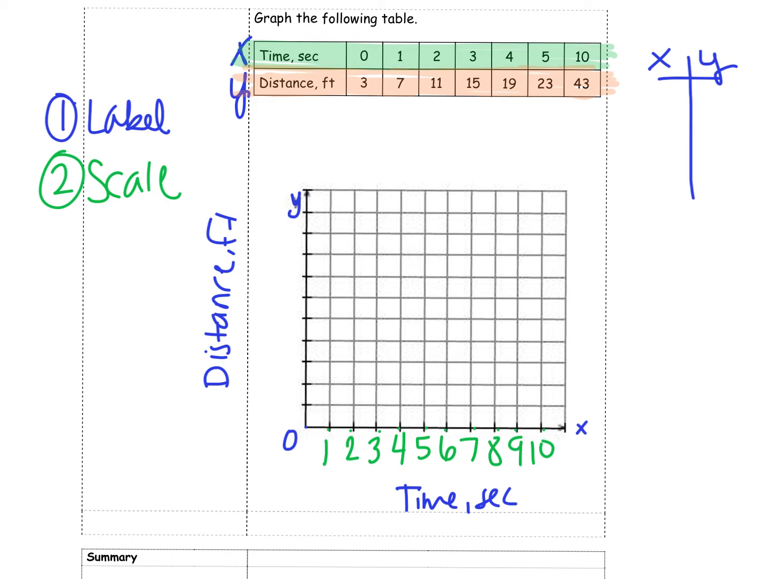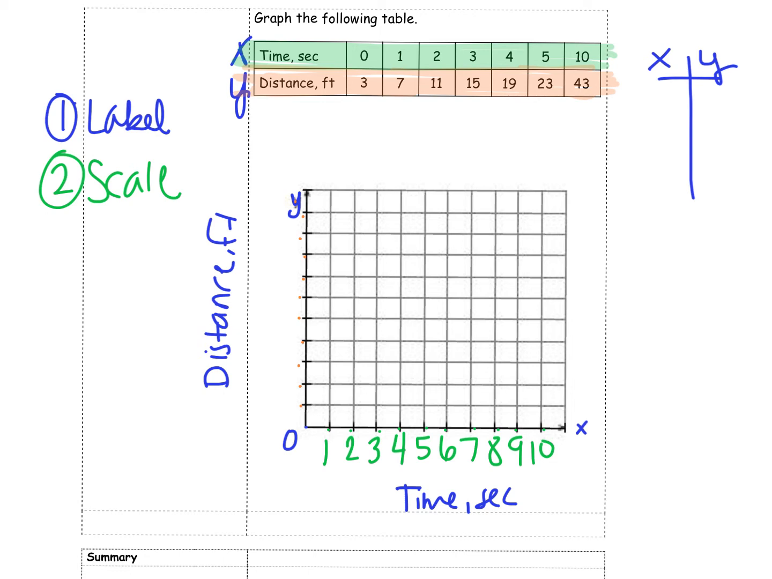So I have to get pretty high. If I count by ones, they're not going to fit. So then I keep thinking, okay, what are some easier things to skip count by? Well, what about 2s? 2, 4, 6, 8, 10, 12, 14, 16, 18, 20, 22. I don't have enough lines. So I'm going to go bigger than 2s.